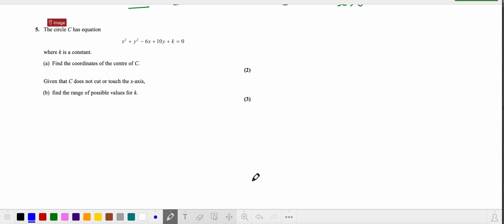Question 5. Circle C has this equation. Find the coordinates of the centre of C. So we just need to rearrange it into the form (x minus a) squared plus (y minus b) squared equals r squared, and then we'll have the coordinates of the centre.